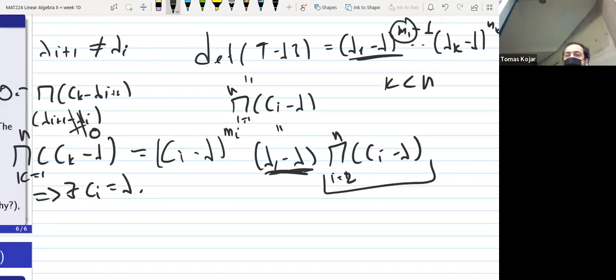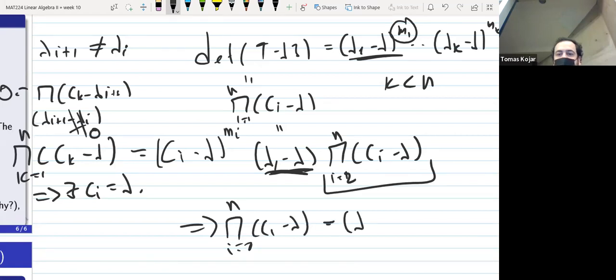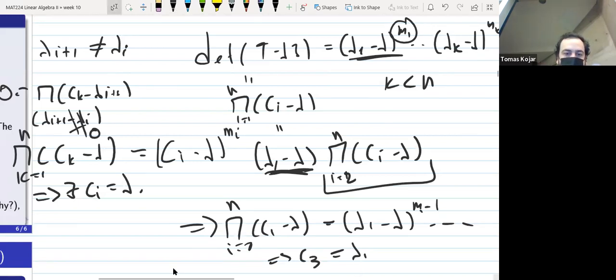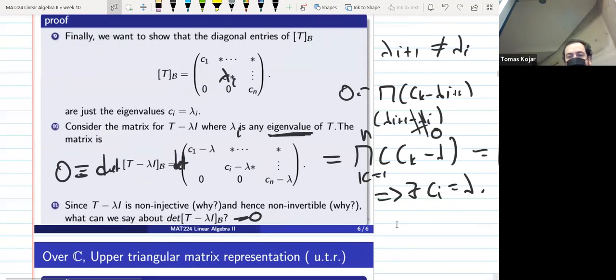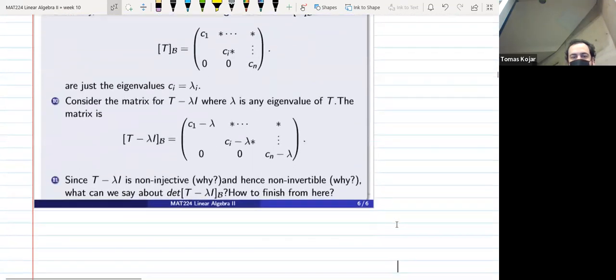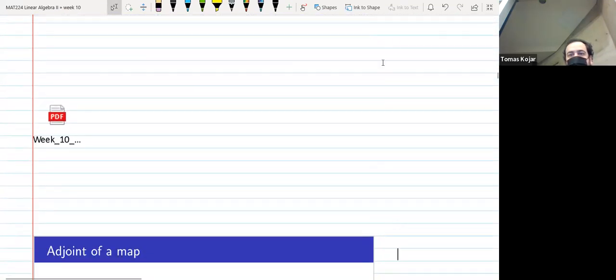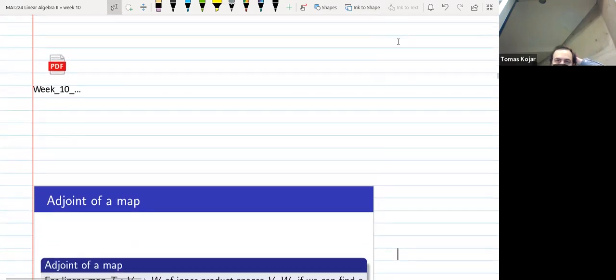Okay. So you divide and you end up with the product from i equals 2 to n of c_i minus lambda, to the power minus 1. Then you repeat, and there will be some c_3 equal to lambda. All right. Well, that's a very good question. Thank you. So you got your eigenvalues, and that was it. We got an upper triangular matrix.